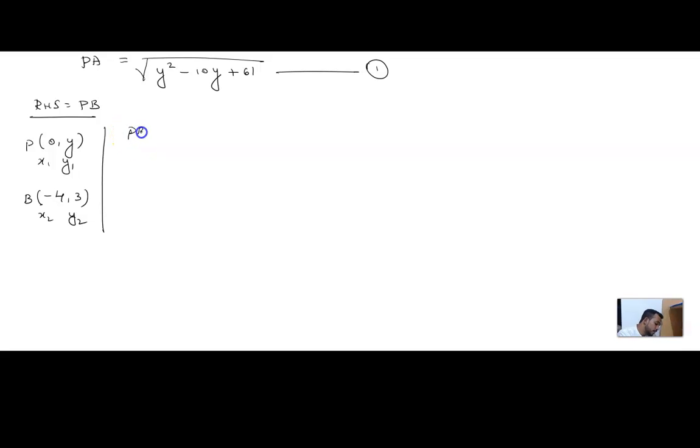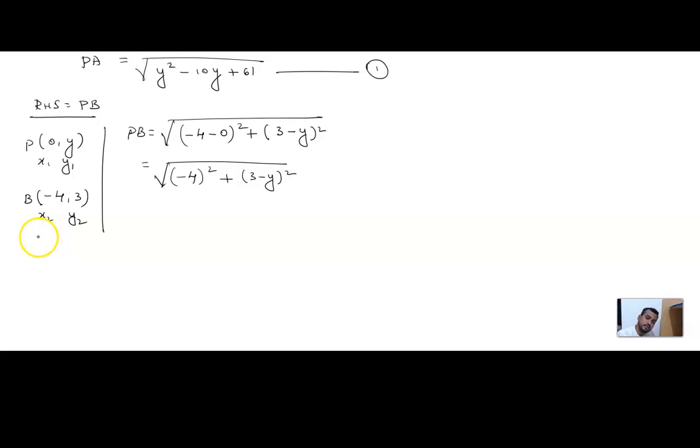So PB is equal to root of (x2 minus x1) whole square plus (y2 minus y1) whole square. That is equal to root of (minus 4 minus 0) whole square plus (3 minus y) whole square. 0 means nothing, leave it. Don't add or subtract anything, just write as it is. That is minus 4. Minus 4 plus 0 or minus 0 is also minus 4 only. Whole square plus (3 minus y) whole square as it is.